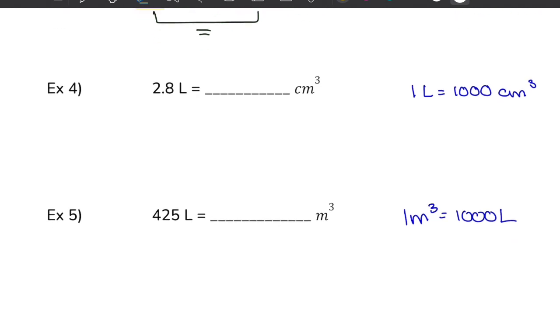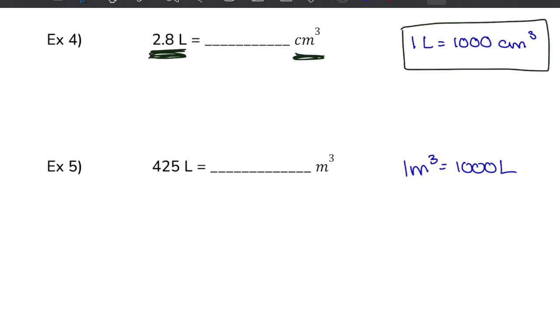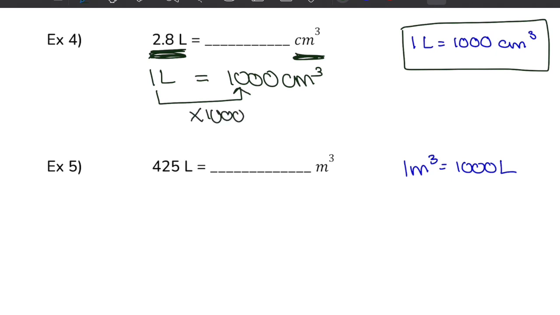Okay, next question. We have 2.8 liters. How many centimeters cubed is that? This is my conversion fact from my formula sheet. I'm going to write it underneath my question. And to go from 1 to 1,000, we multiply by 1,000. So here I'm going to multiply by 1,000. 2.8 times 1,000 is 2,800. And that's my final answer.